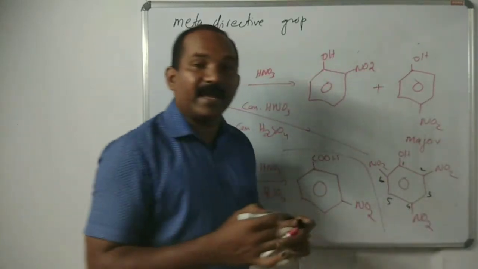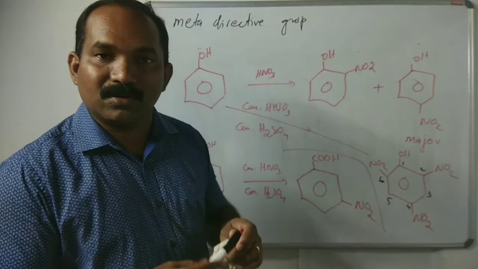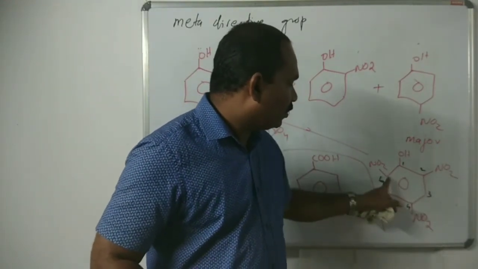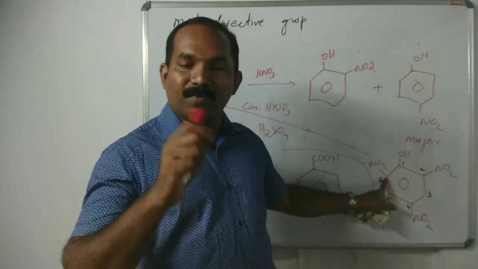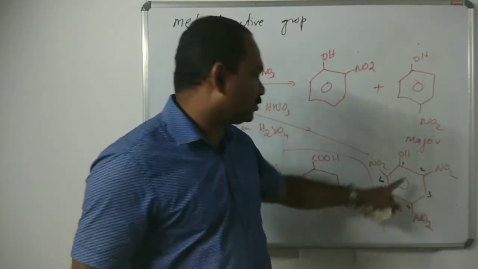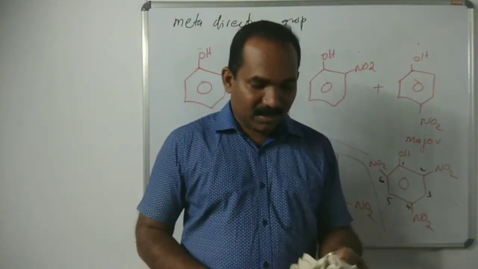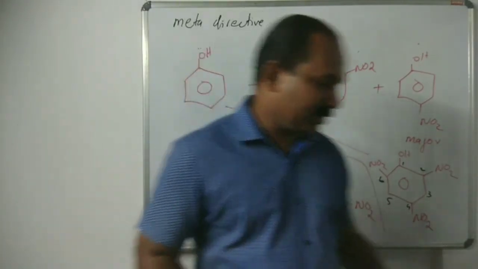2,4,6-trinitrophenol. What is its IUPAC name? 2,4,6-trinitrophenol. From phenol it is obtained. That is known as picric acid.